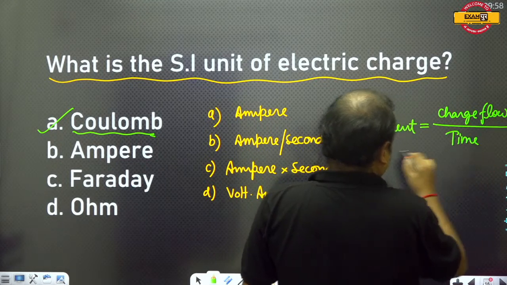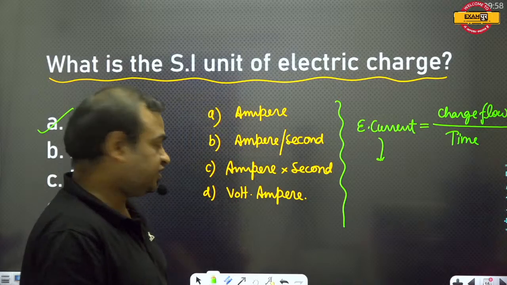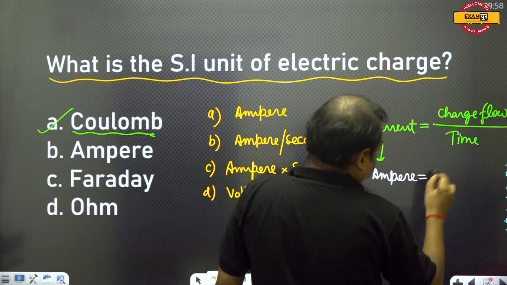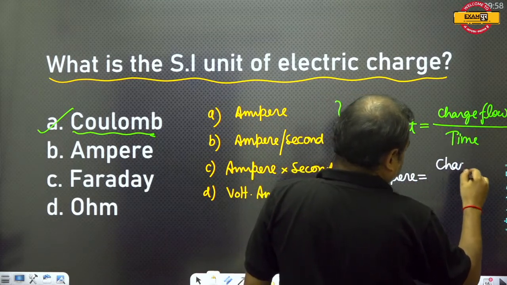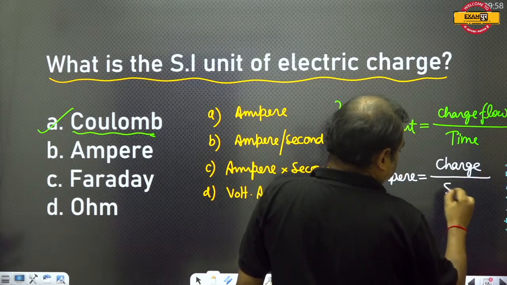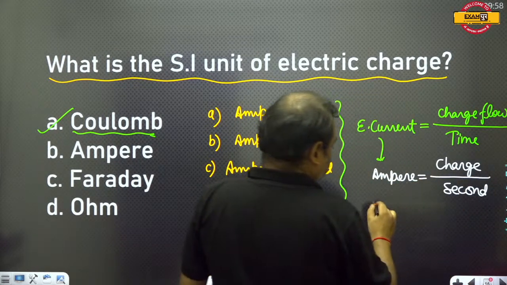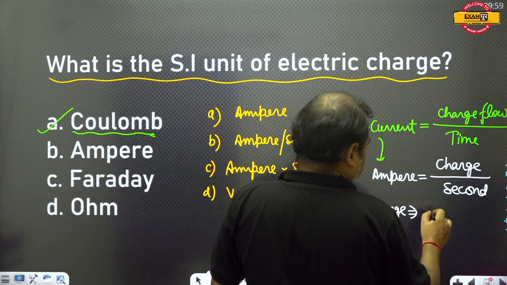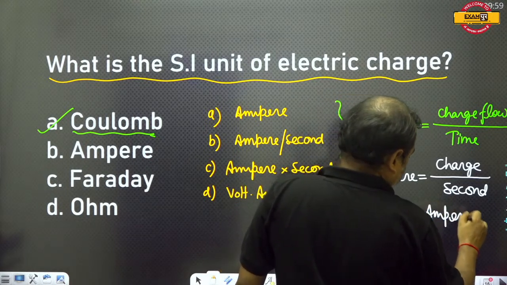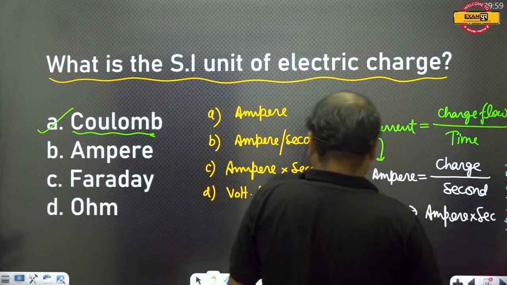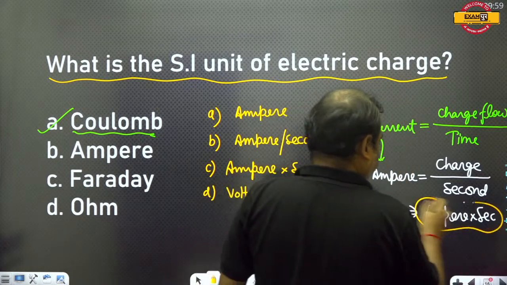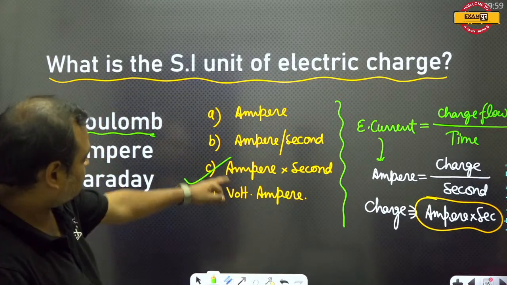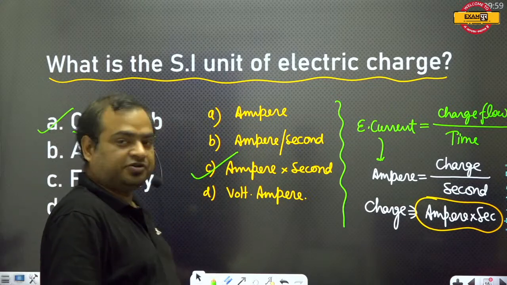Charge flow upon time. So electric current, the unit of electric current is ampere. We all know that the unit of electric current is known as ampere, and the charge upon time, the unit of time is second. So here very easily we can find out the unit of charge, and this is ampere into second. So this is the correct answer, ampere into second. This is the unit of charge.